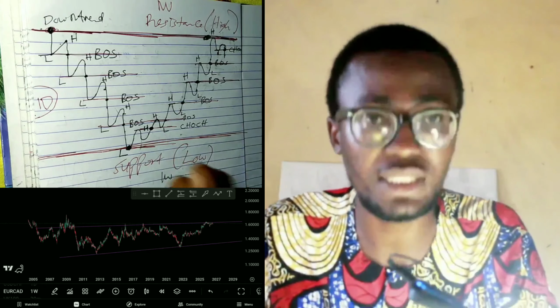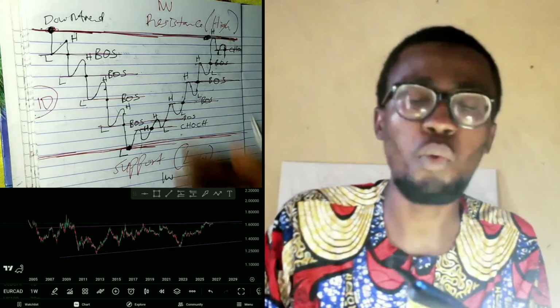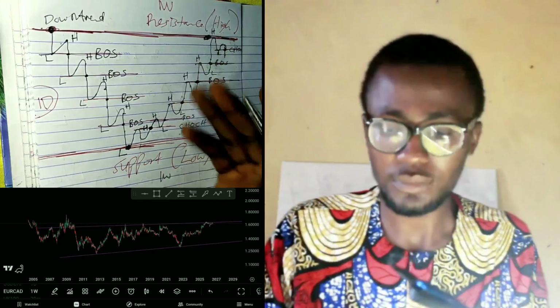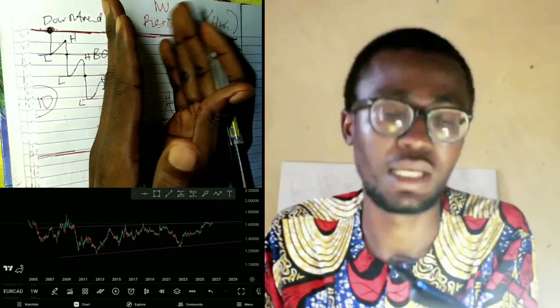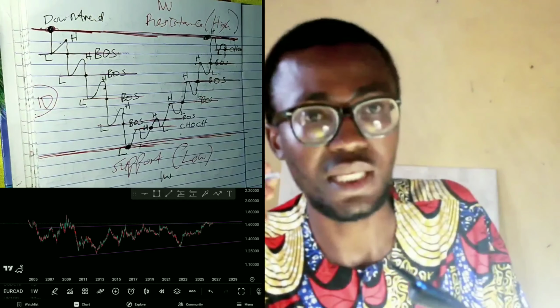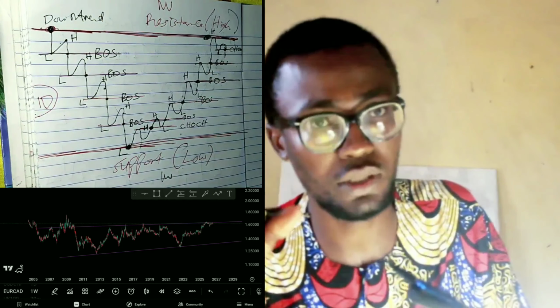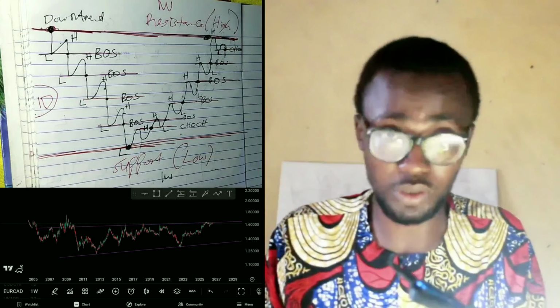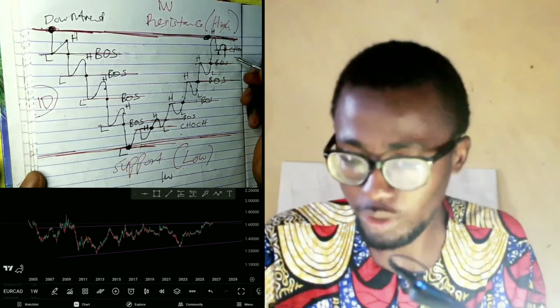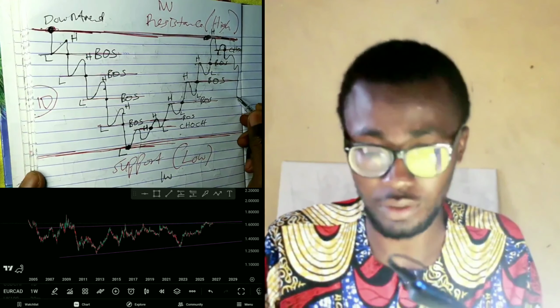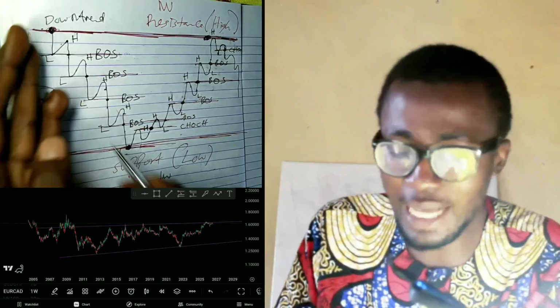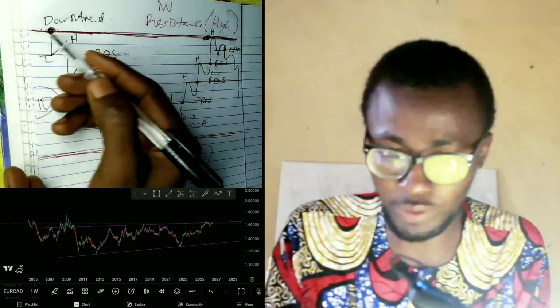Break of structure means it continues the uptrend, while change of character means it changes from an uptrend to maybe a downtrend or a consolidation, right? But let's say a downtrend. So look at what happened. It now changed from an uptrend, started doing what? Started going down.